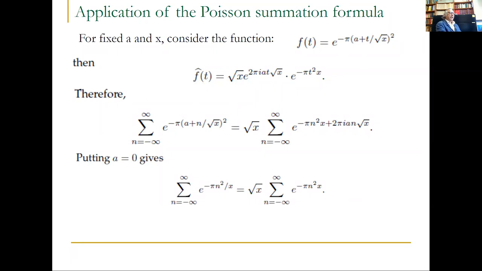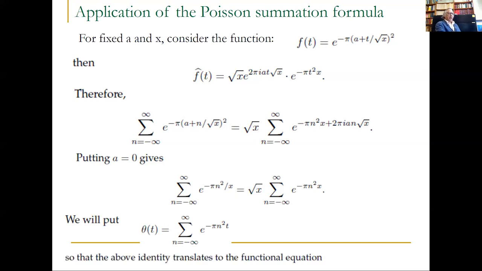And in particular, when a equals 0, you get what's called the Jacobi theta functional equation, which is summation e to the minus pi n squared over x is equal to root x times summation e to the minus pi n squared x. Now, this is basically Riemann's starting point. He notices that this functional equation of the theta function will imply a functional equation of the Riemann zeta function. And thanks to Hecke or others, maybe Hamburger, we know it goes backwards as well.